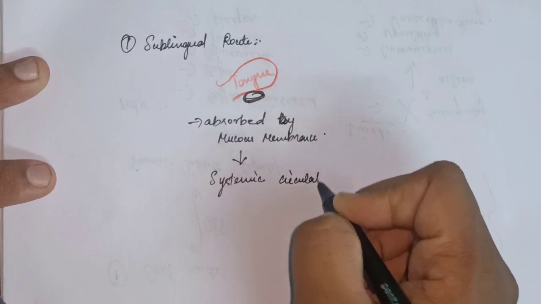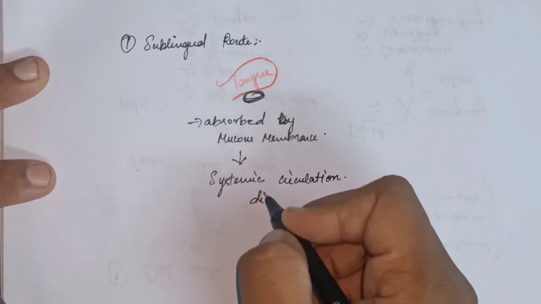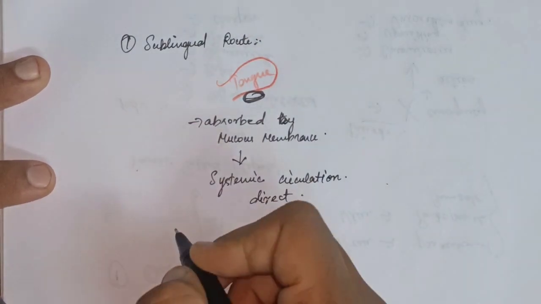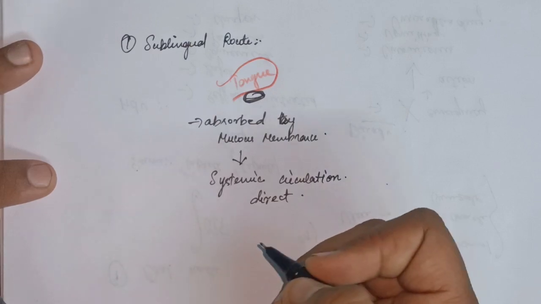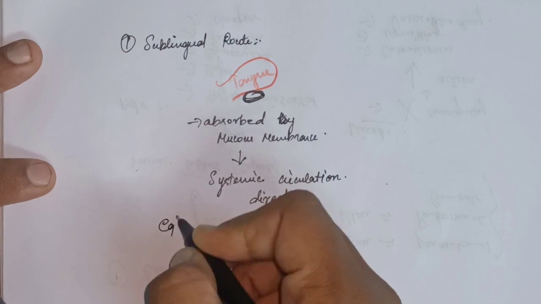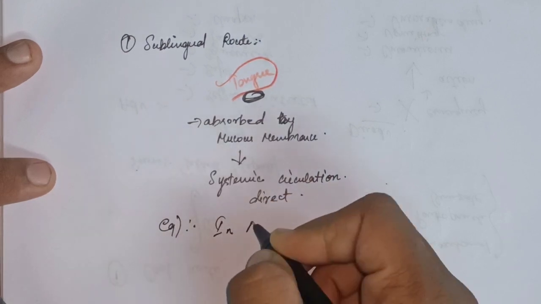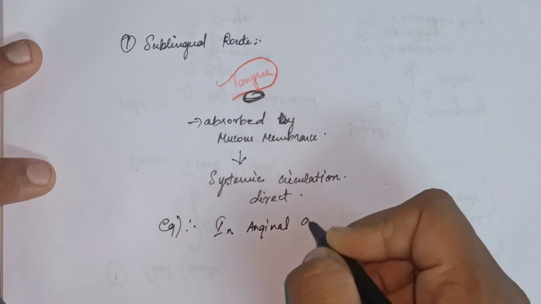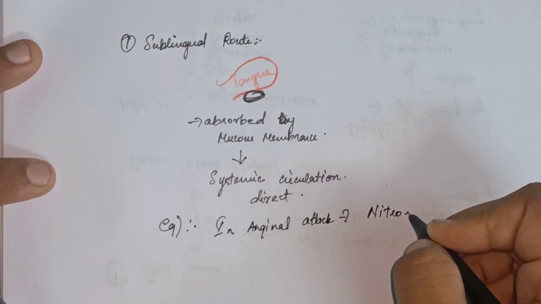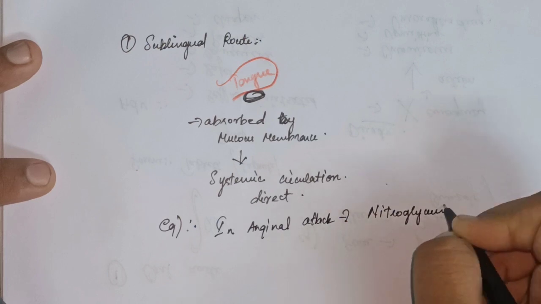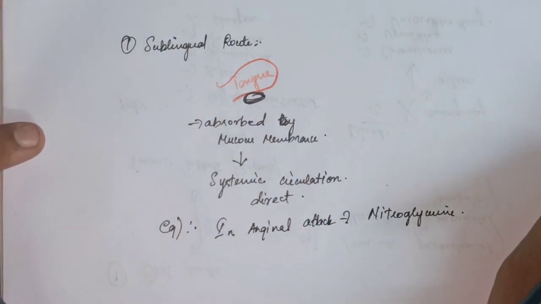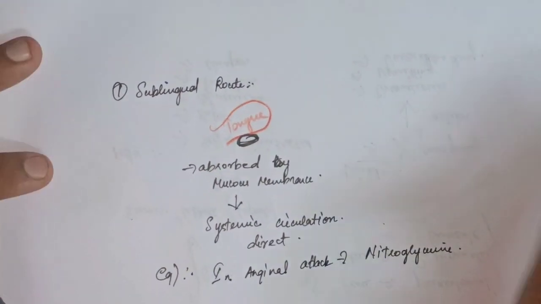Direct. Okay, so this is how your sublingual route is taken. The example for sublingual route is in angina patients, anginal attack patient. You'll give what? Nitroglycerin, right? Nitroglycerin can be kept under your tongue. Okay, and let us see what is the advantage and disadvantage of this route.